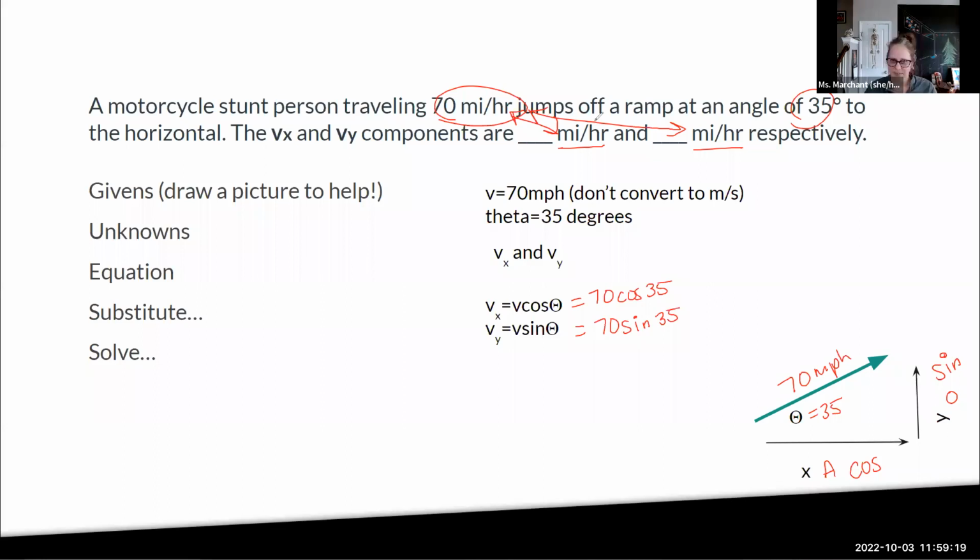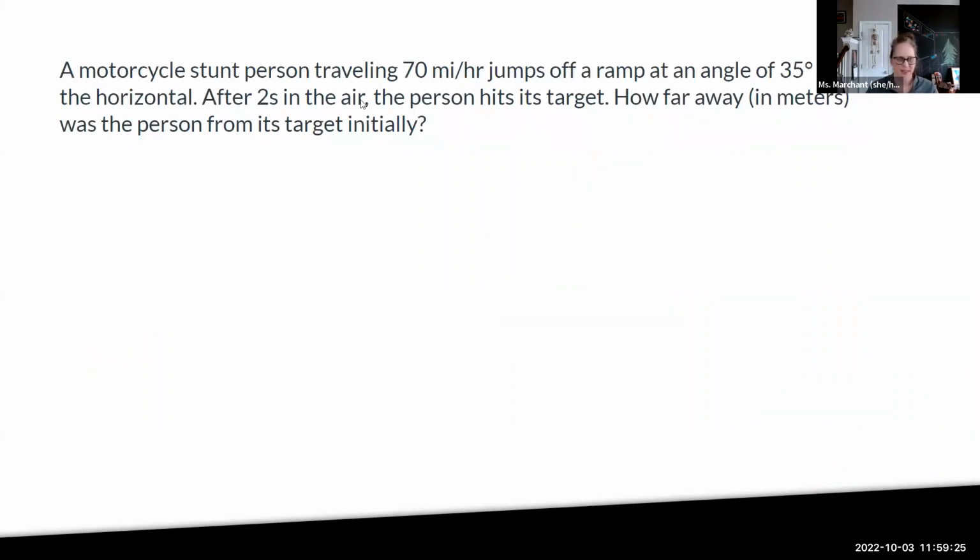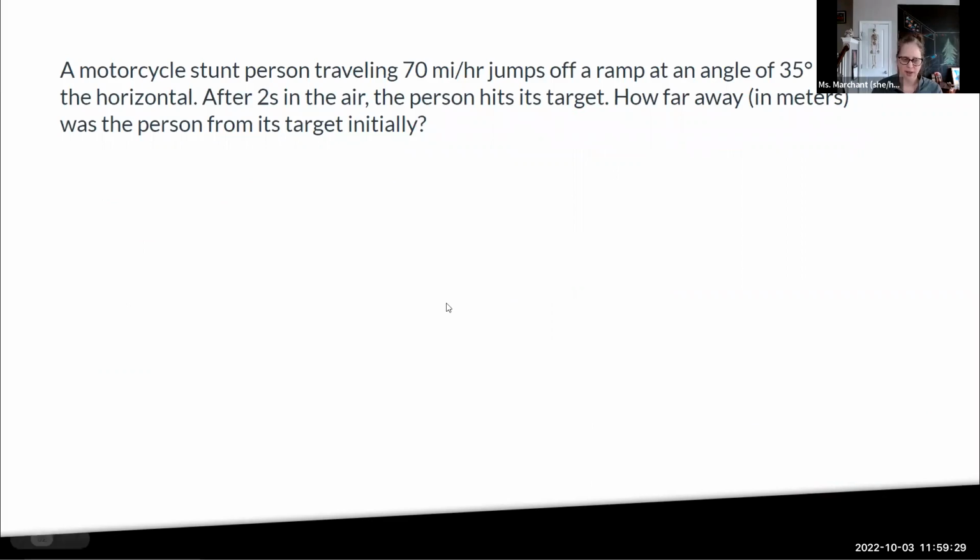Do make sure you're in degrees. That's the number one problem for a problem like this: you're accidentally in radians. Okay. If you're using Desmos graphing, it defaults to radians. So I would use Desmos Scientific in this class. Okay, 70 miles per hour, 35 degrees.